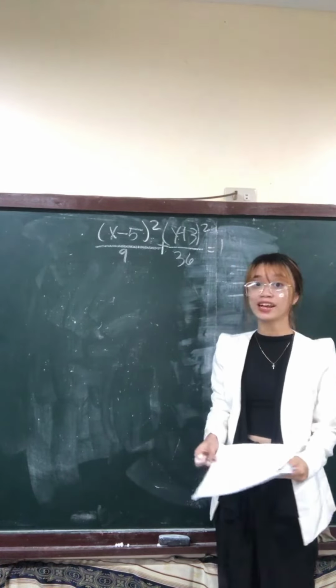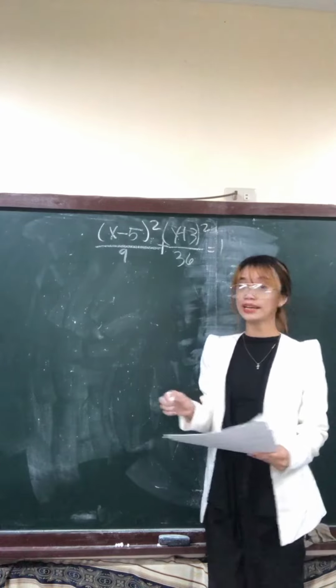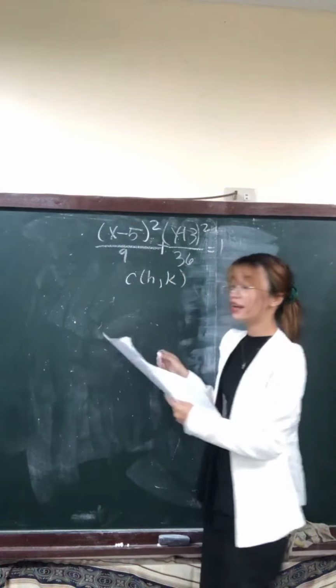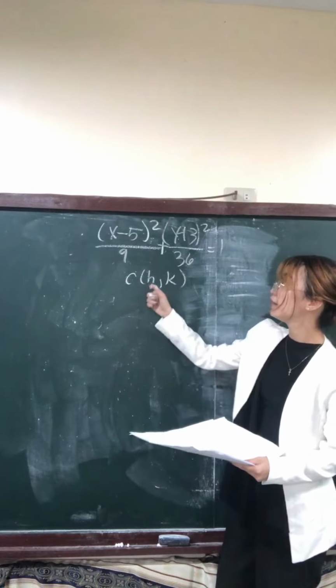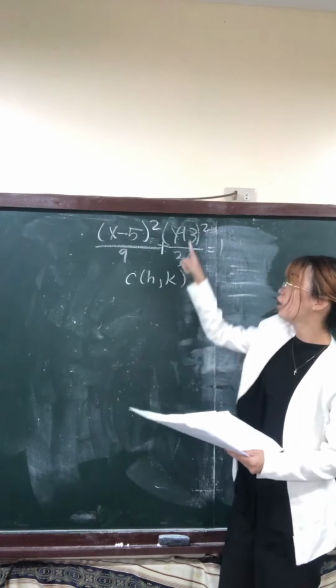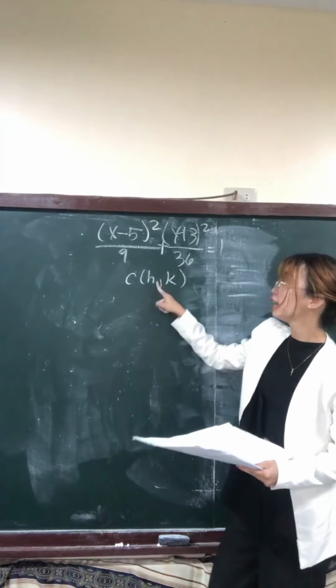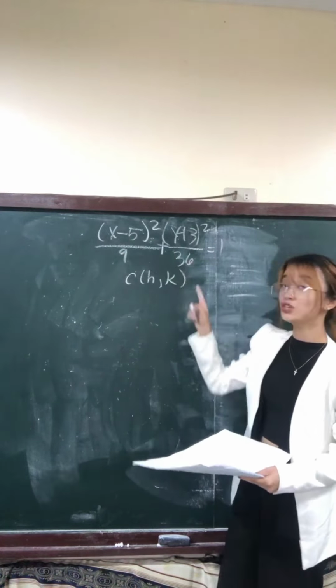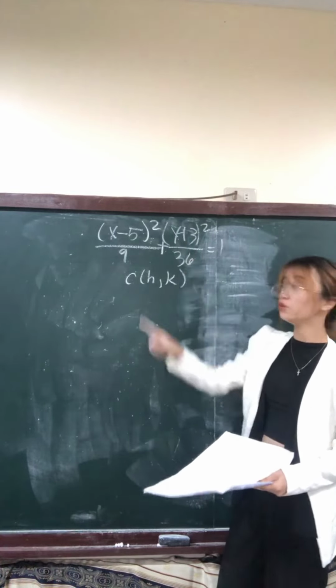So our center is not at the origin. So we have this center of h and k. And as we can see, we get h equals positive 5 and k equals negative 3, because h is associated with the x value of 5 and k is associated with the y value of 3.